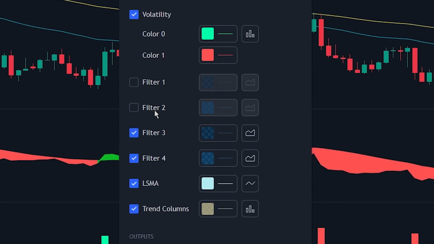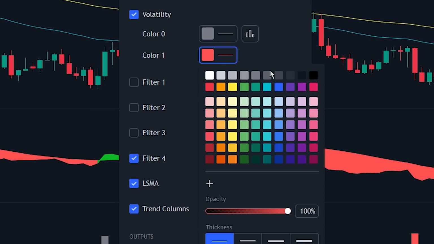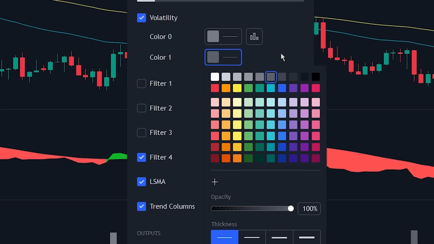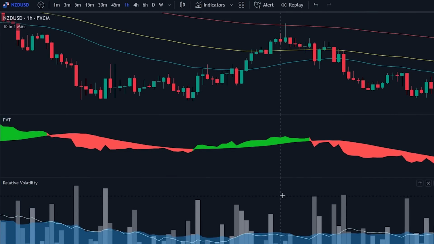First, we will be unchecking the 3 filters. Since we will only be using it to see the volume amount, we will also be changing the colors to gray. That was all that we needed to do. Now let's take a look at how we will be combining the indicators.